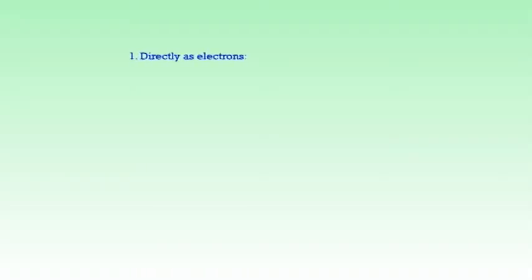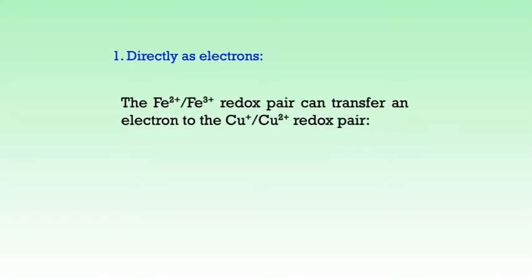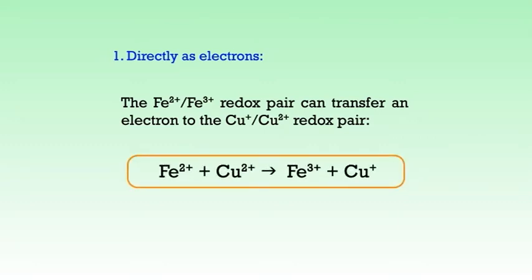Electrons are transferred from one molecule, that is the electron donor, to another, the electron acceptor, in one of 4 different ways. Number 1, directly as electrons. For example, the ferrous and ferric redox pair can transfer an electron to the cuprous and cupric ion redox pair, as given in this equation.